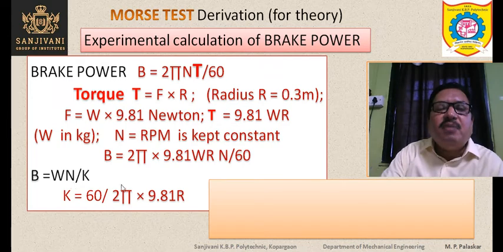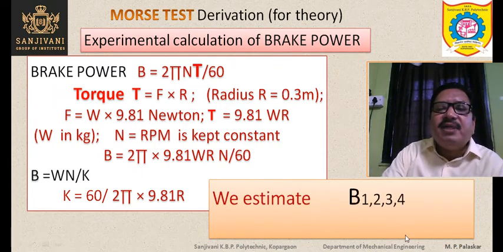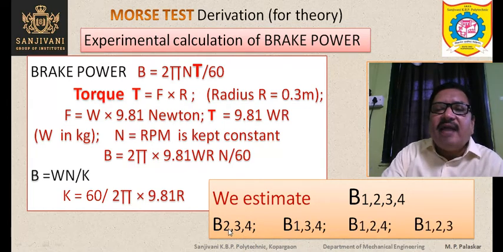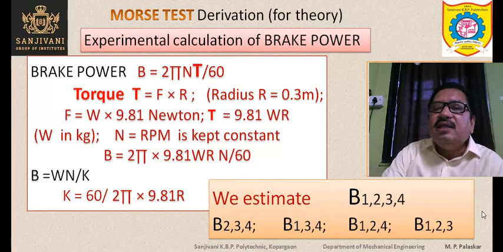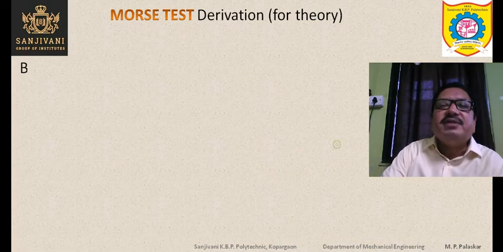We are using this form of the equation so that we are not required to calculate the value of K again and again, and easily we can find the value of the brake power for all the readings. Thus in this way we have to estimate the brake powers. First of all, B1,2,3,4 when all the 4 cylinders are working, then B2,3,4 when cylinder number 1 is cut off and cylinders number 2, 3, 4 are working. In the same way, B1,3,4, B1,2,4, B1,2,3, all these brake powers we have to estimate in the experiment, and then we go for the derivation.